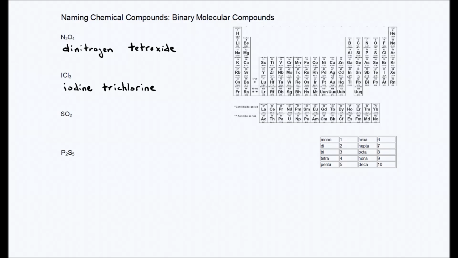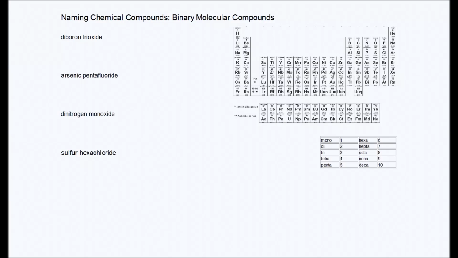SO2. S, I have one of them. Sulfur. Dioxide, because I have 2 oxygens. 2 phosphoruses, so diphosphorus. 5 is penta, so pentasulfide. And there we have going from formula to name for binary molecular compounds.